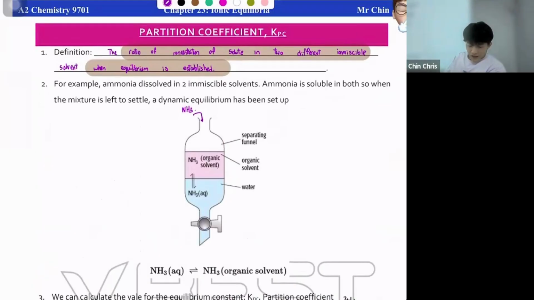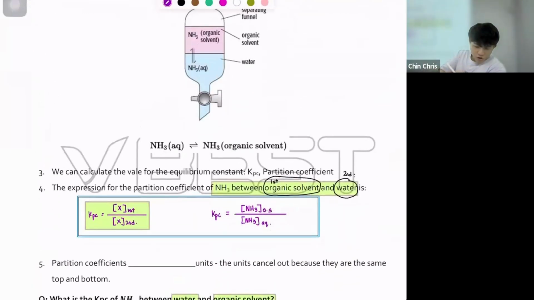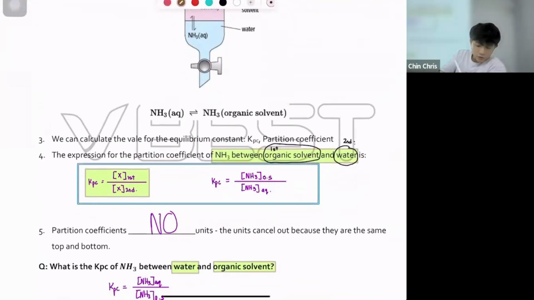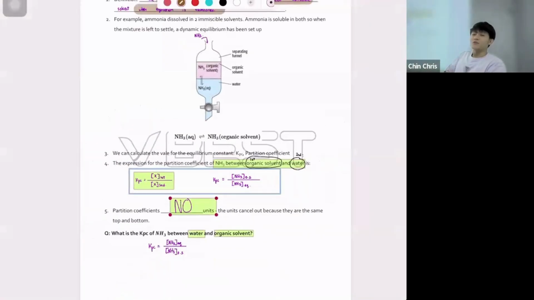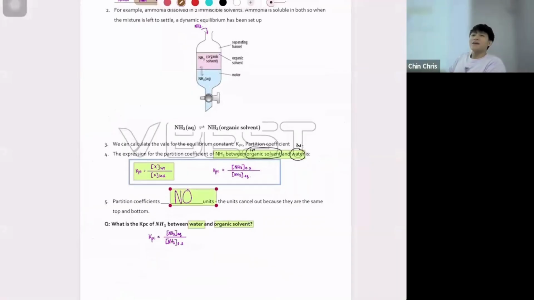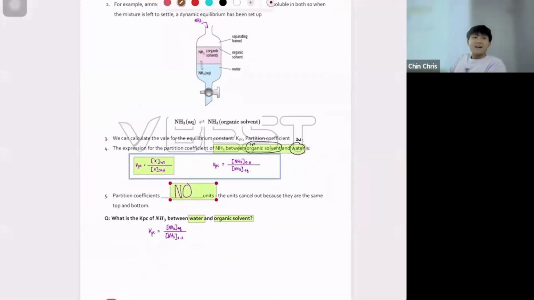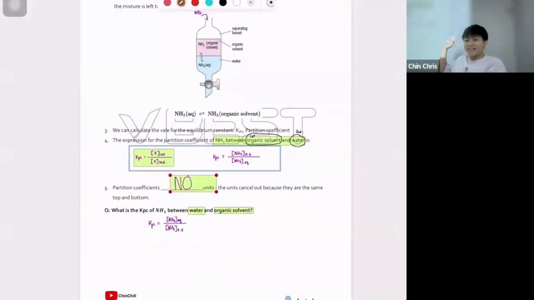Okay, guys, done. Partition coefficient has no unit because it's just a simple ratio. Okay, that's all for the concept. No wonder your school teacher can finish everything, because we are done with KPC, then we can move on. Yeah, it's really like that. That's it. That's the content.